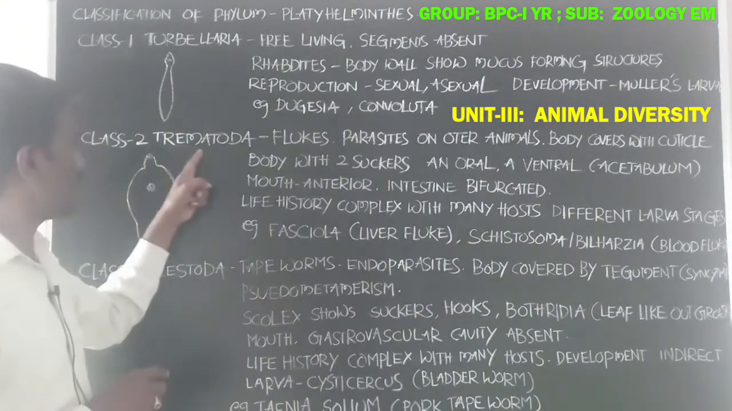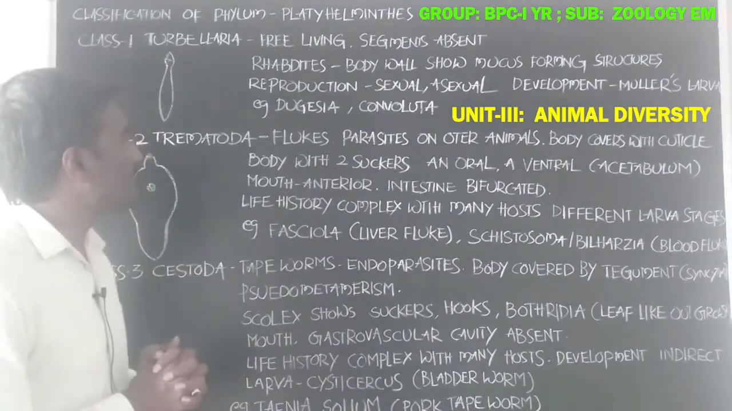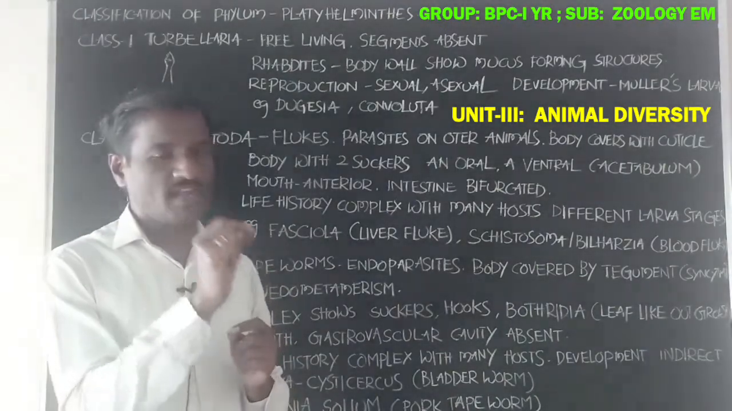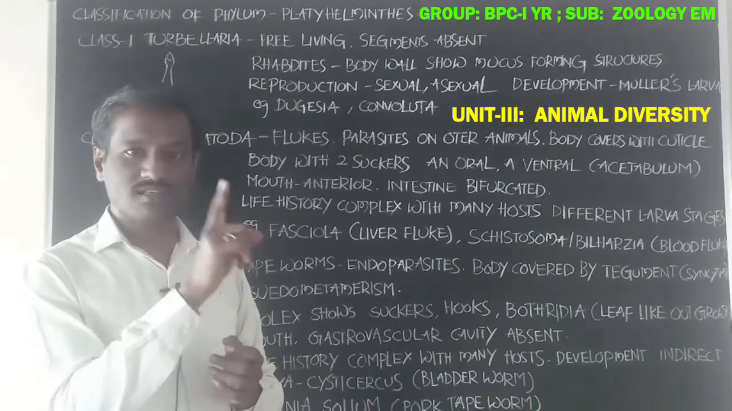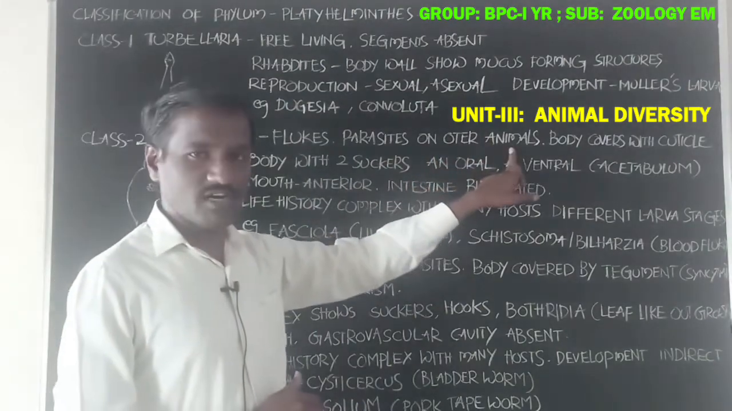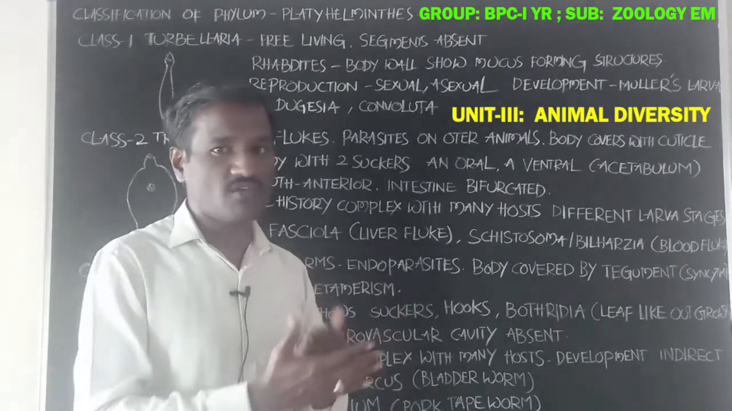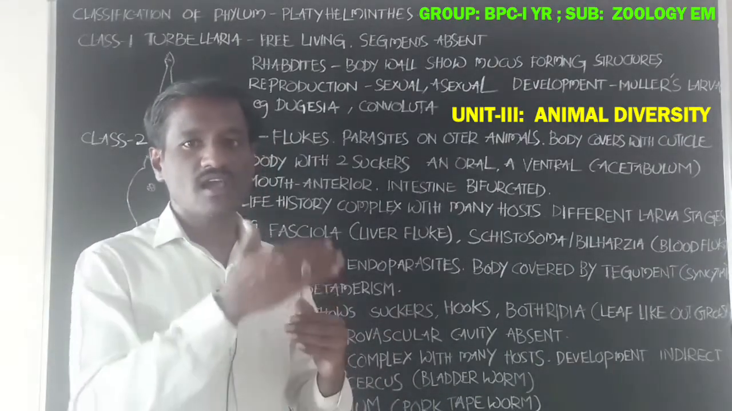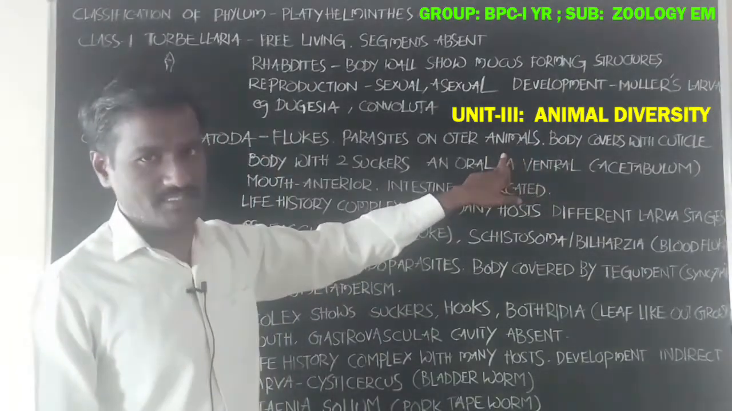Next, the second class, that is Trematoda. What about Trematoda? Trematoda includes animals called flukes. Students, these animals show a parasitic mode of life on other animals. These are parasites.